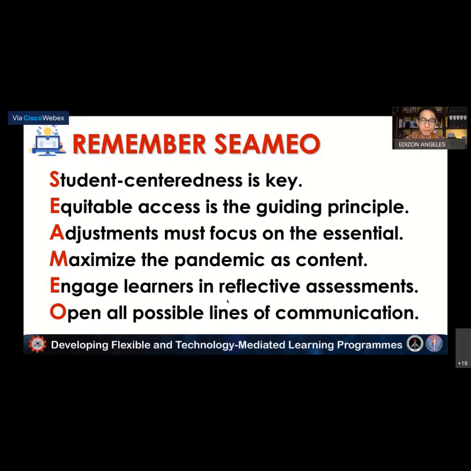But they can only do this if they have guarantee that they can communicate with as many providers of service and nurturance as possible. I'd like to end by saying that right from the very beginning, SEAMEO has figured out the formula for education, both in normal times and in adversity.